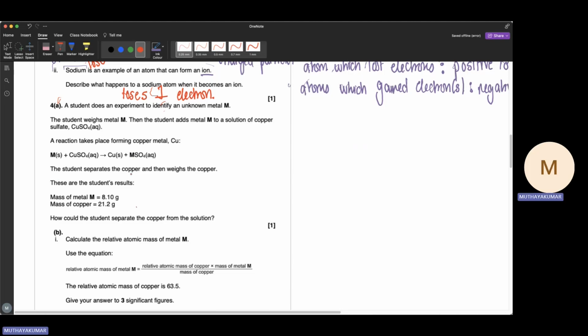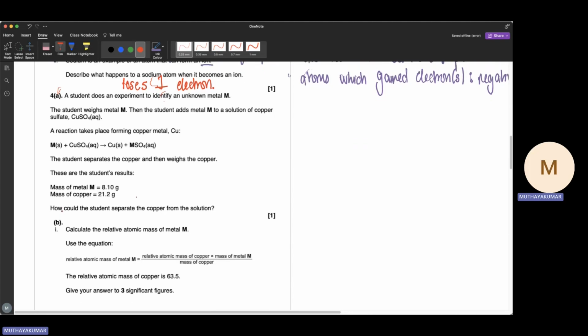The student separates the copper and then weighs the copper. These are the student's results. Mass of metal M is 8.10 grams. Mass of copper is 21.2 grams. How could the student separate the copper from the solution?